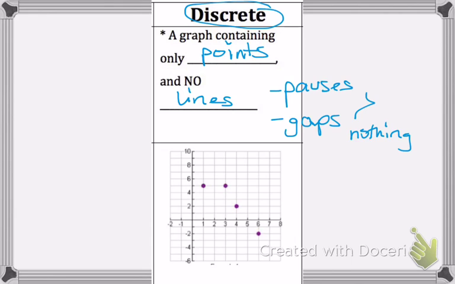So here we can't, and the other way you can say this is must pick pencil up in order to make it. So make a dot, pick it up, make a dot, pick it up, make a dot, pick it up.